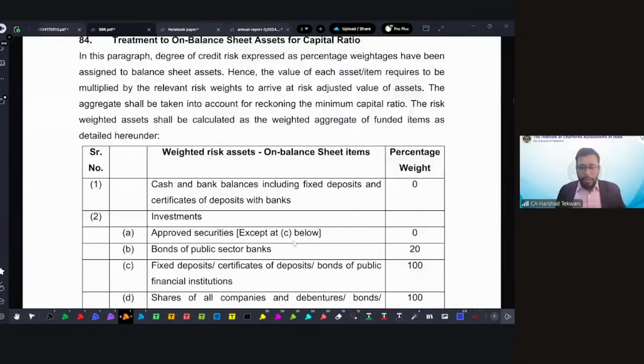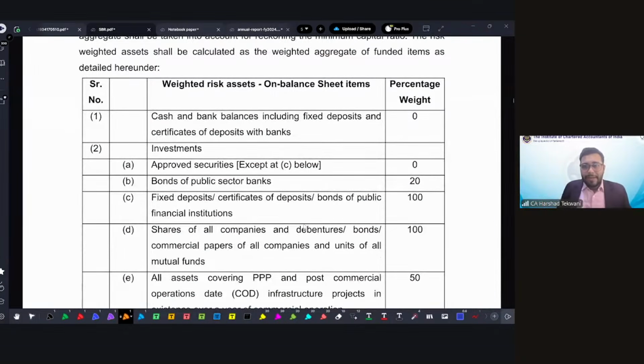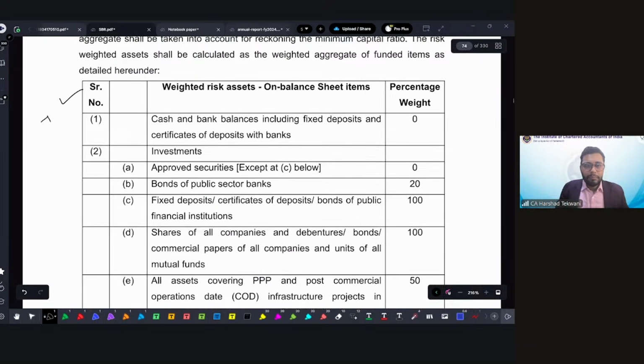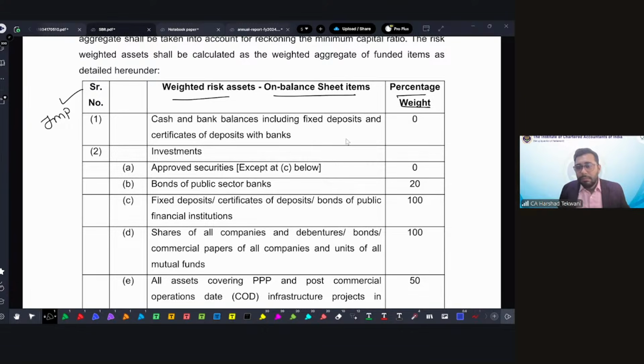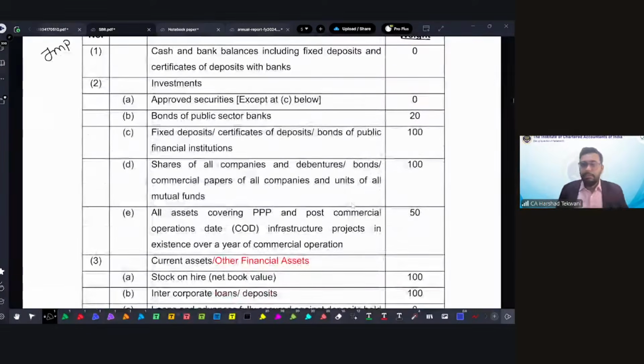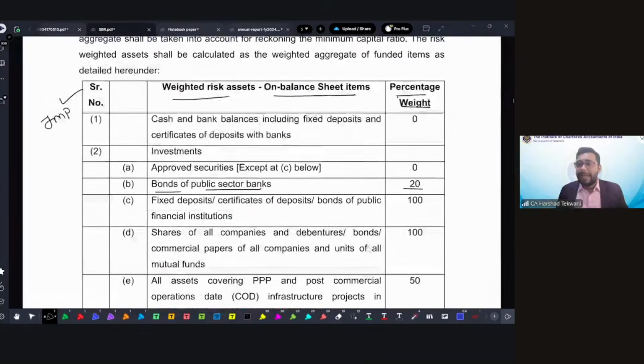Okay. So this is the weighted risk assets on balance sheet items. This table is a very important one. Why? Because it assigns a percentage weight to each of the balance sheet items in order to calculate the aggregate of weighted risk assets. Okay, it means how risky an asset can be. For example, bonds of public sector banks. The risk rating is given as 20% weightage.